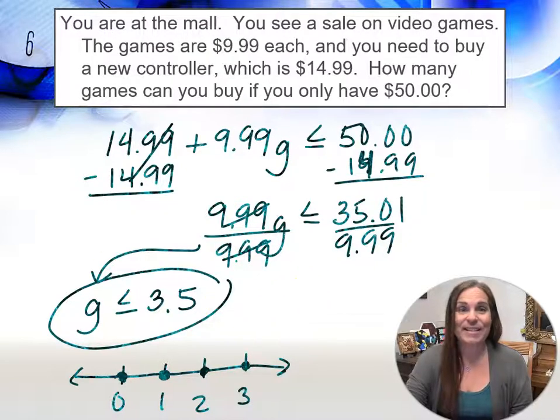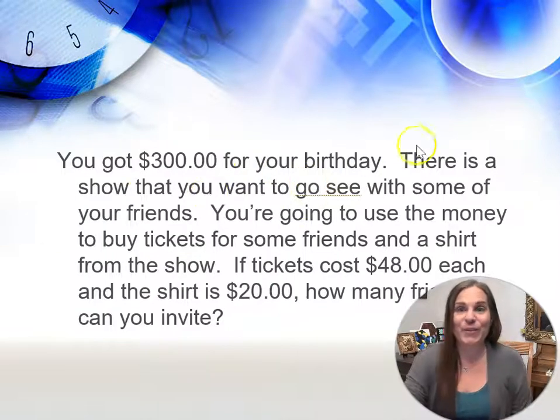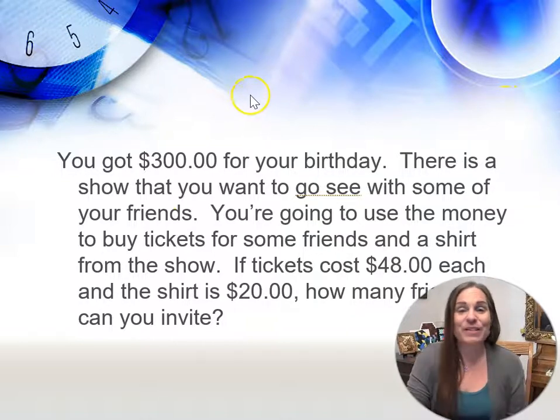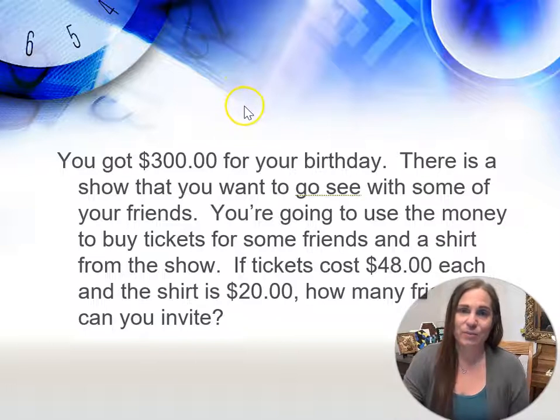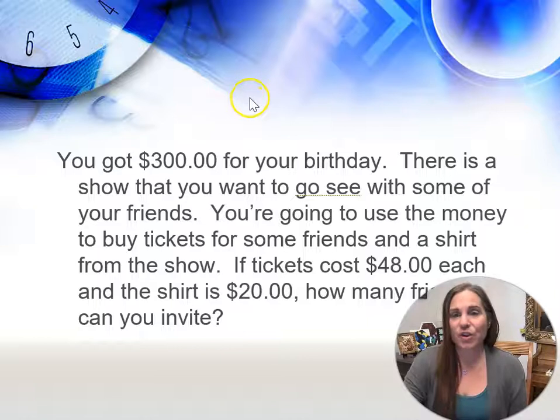Okay, let's take a look at another situation. You got $300 for your birthday. Lucky you. There's a show that you want to go see with some of your friends. You're going to use the money to buy tickets for some friends and a shirt from the show. If the tickets cost $48 each and the shirt is $20, how many friends can you invite?